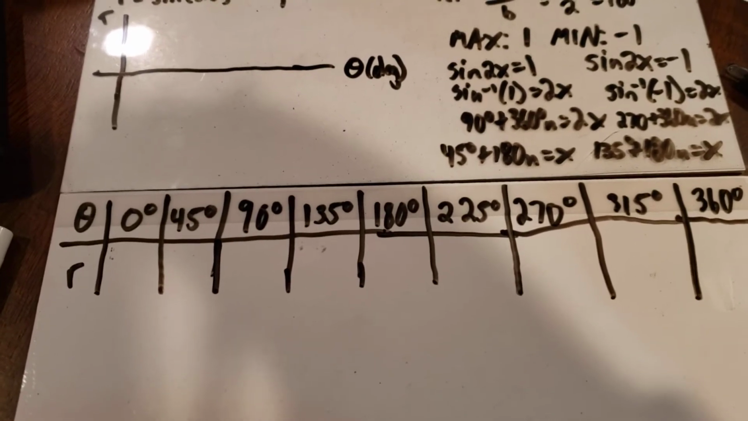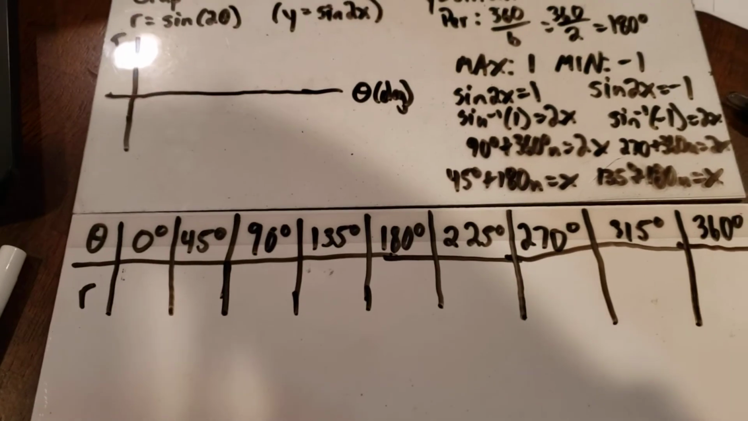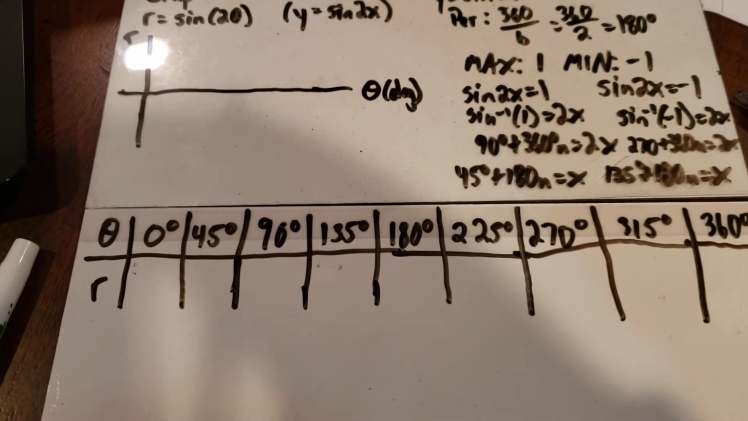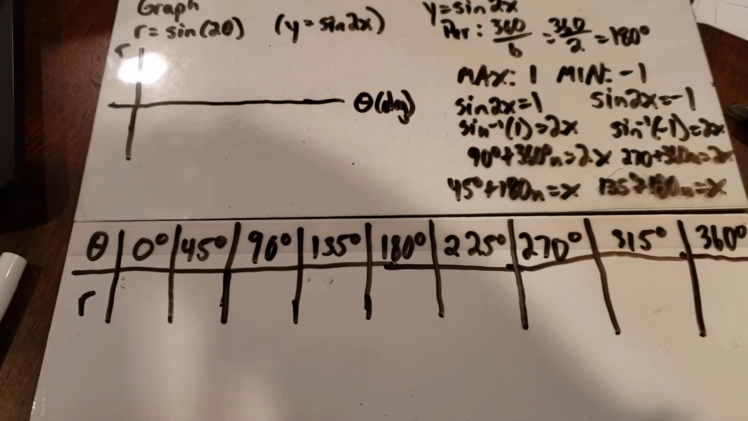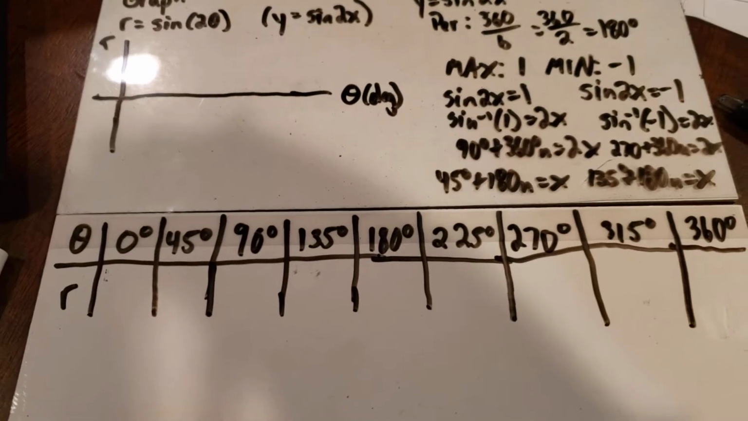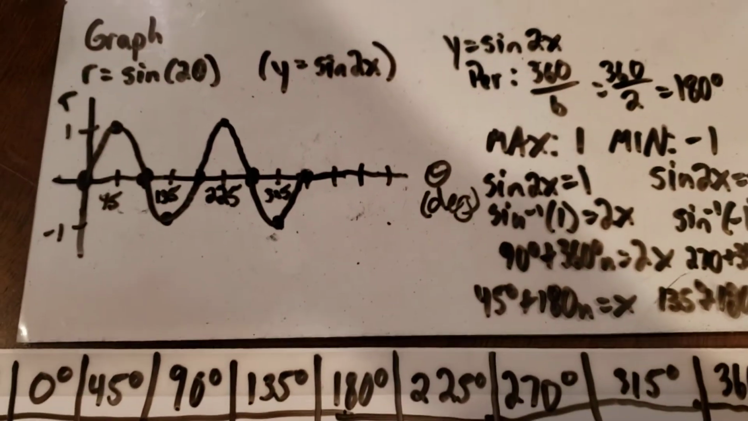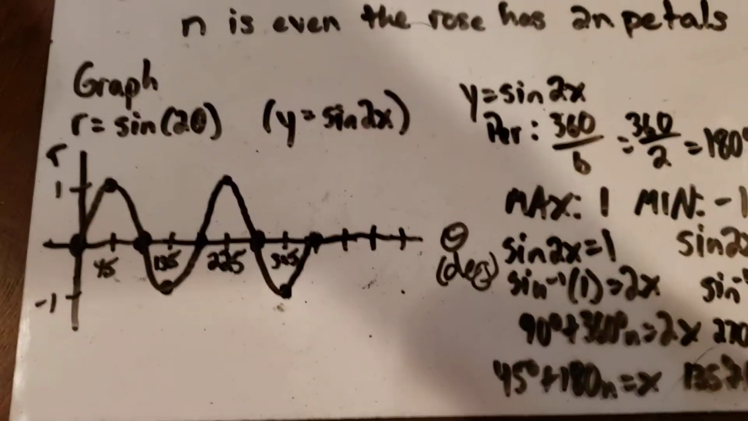And so now I will fill these values in. You will not be responsible for making a table of values when you are graphing these rose curves. I'm just doing this so that you can see what this graph will look like in depth. So this is what the graph looks like. No surprise, this is what you're used to doing in trigonometry.